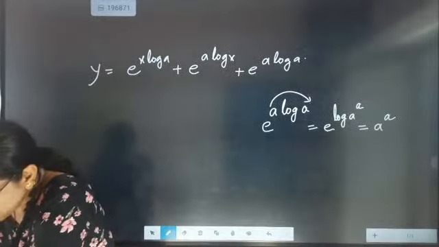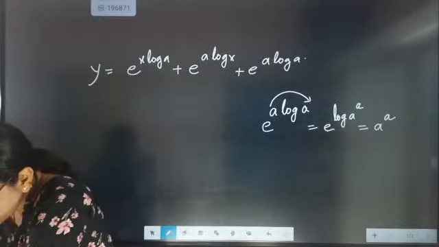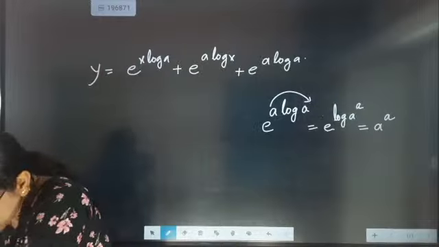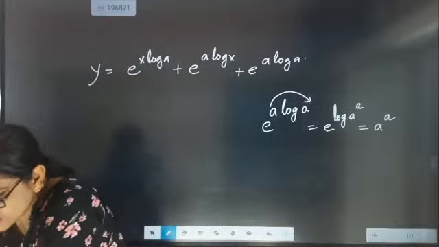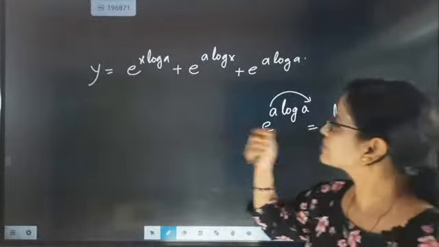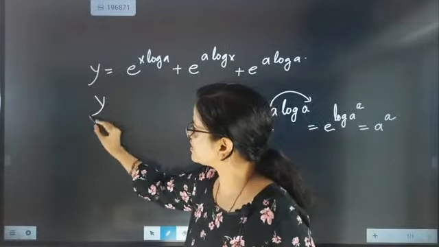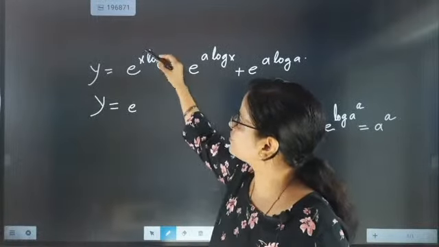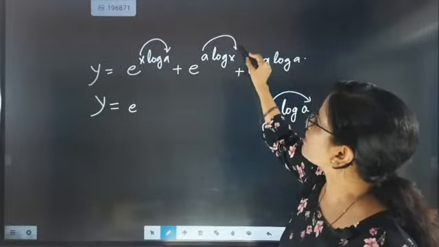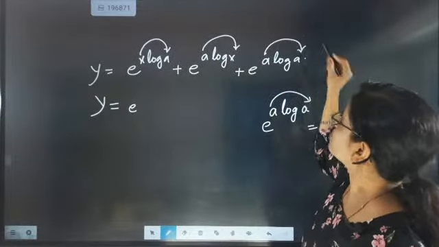The third term will get cancelled because it is constant. See the third one. So now, the first work we are going to do, we will write y equal to e to the power, first this x will go in the power of a, this a will go in the power of x, and this a will go in the power of a.